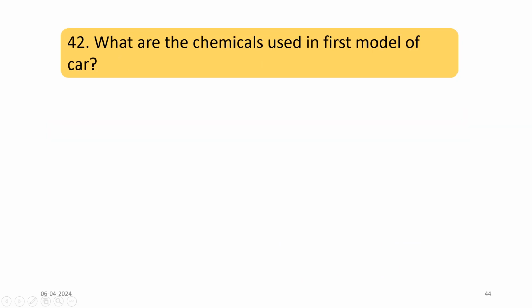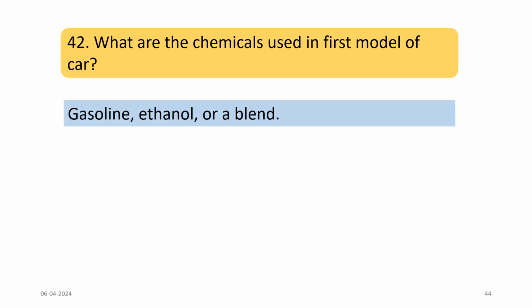Next question. What are the chemicals used in the first model of car? The answer is gasoline, ethanol, or a blend of them. In the first model of car, gasoline, ethanol, or a blend of them was used.